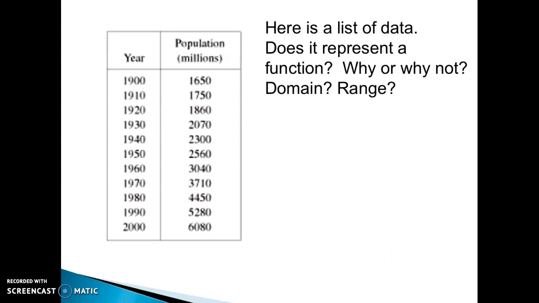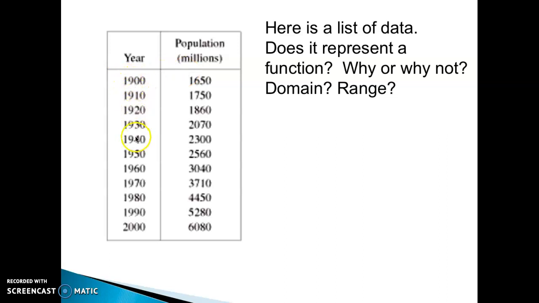Remember often, though, that a function is not always given in analytical or symbolic form. It can actually be given as a set of data. So in this case, we have a set of data. What does it represent? Does it represent a function? How do we know? Why or why not? And what is the domain? So let's look at this.